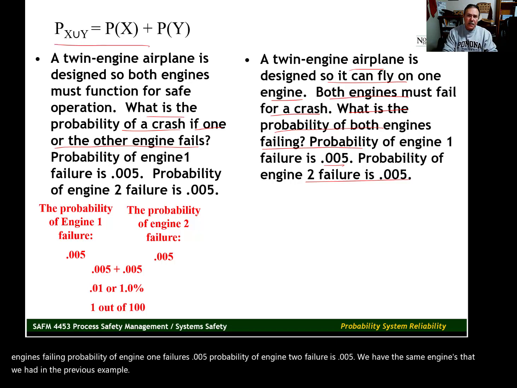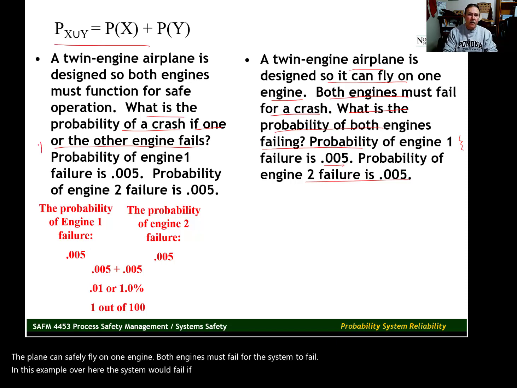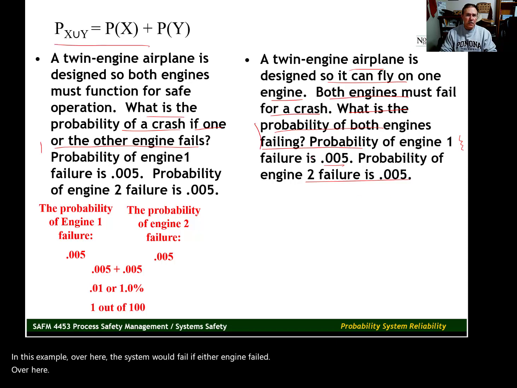But in this design, the plane can safely fly on one engine. Both engines must fail for the system to fail. Again, in this example over here, the system would fail if either engine failed. Over here, both engines must fail for the system to fail. This is the multiplication rule applied here.